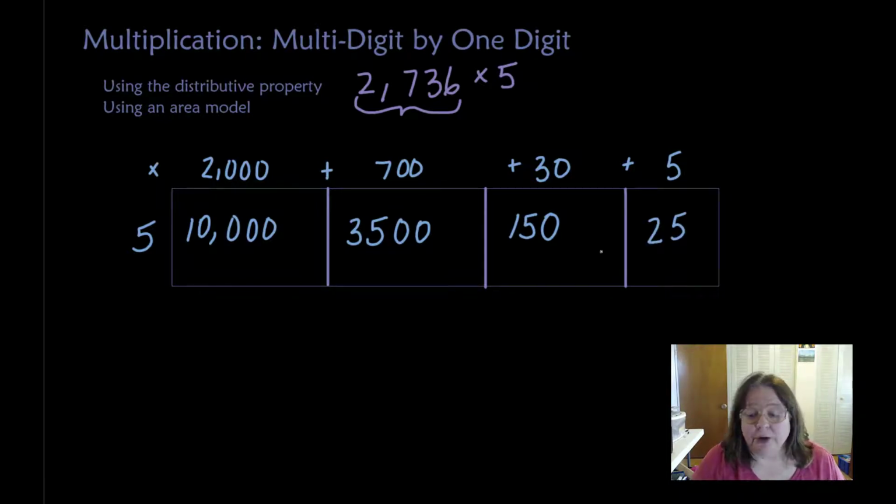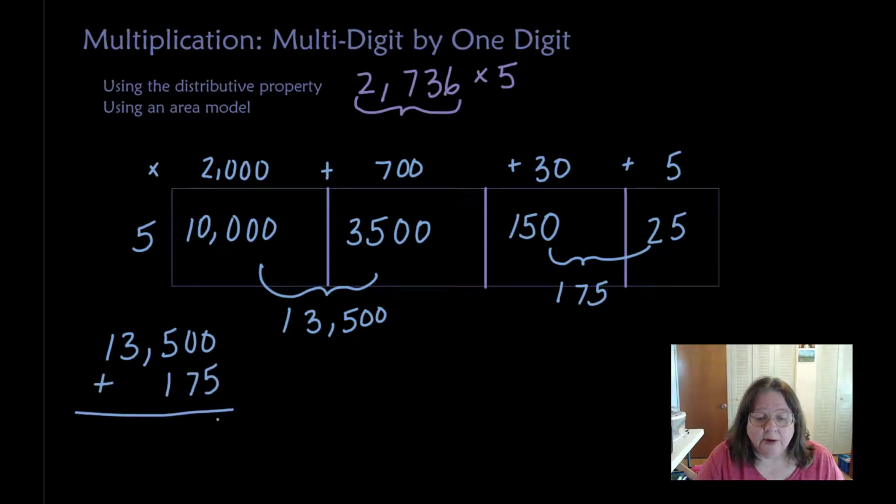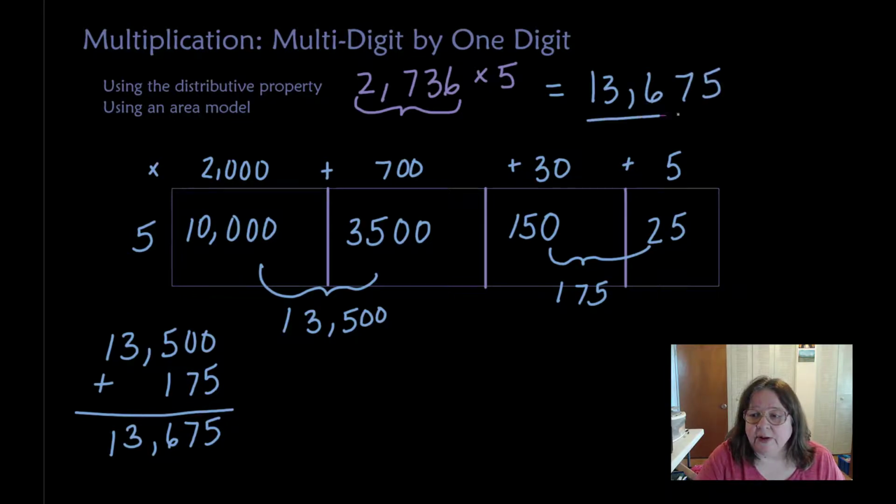These are our partial products. Let's add them together. Well, right off, I don't even need to stack them to know that this is going to equal 175. And this is going to equal 13,500. But I will write these out. 13,500 plus 175. 5 plus 1 is 6. Bring down the 3, bring down the 1. Our answer is 13,675.